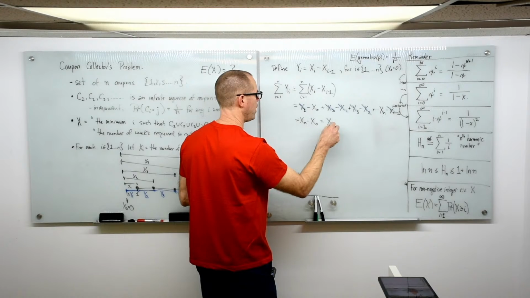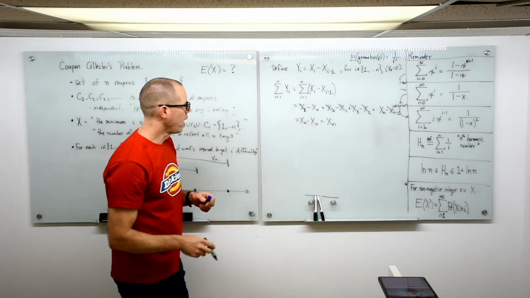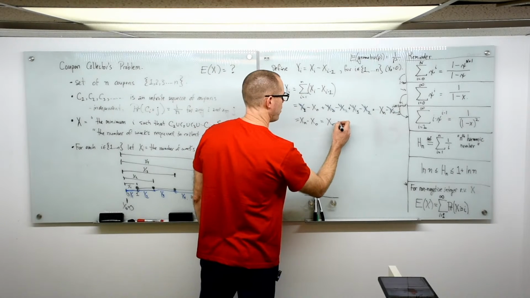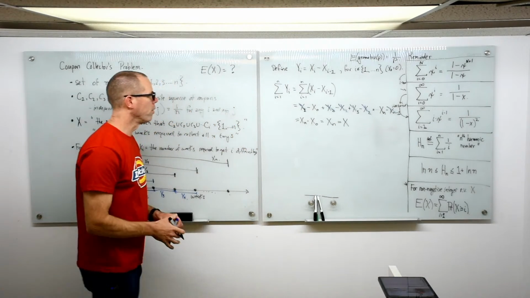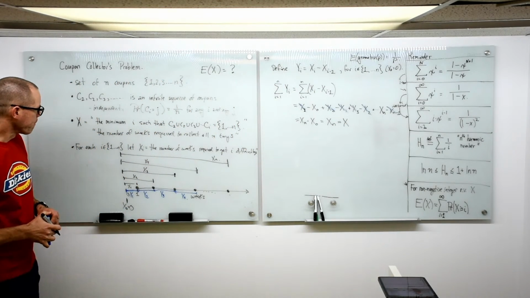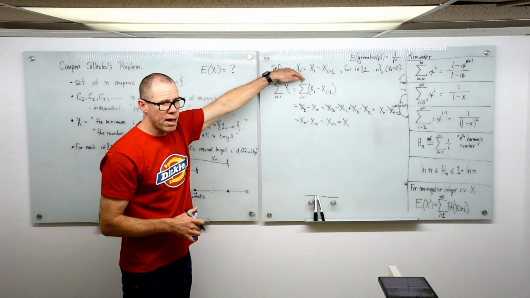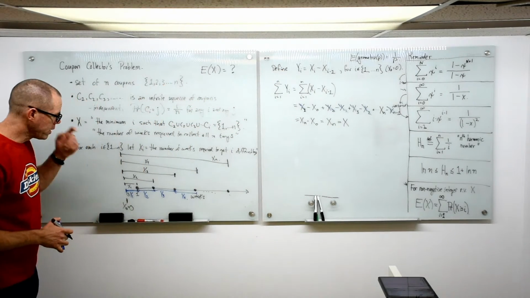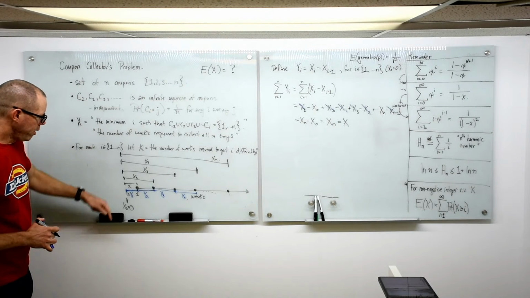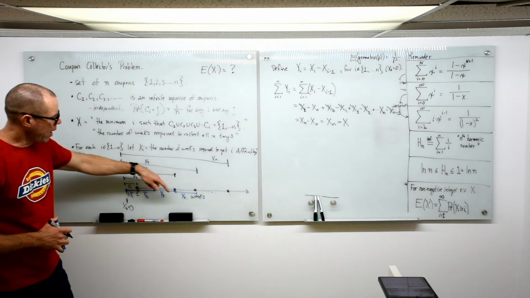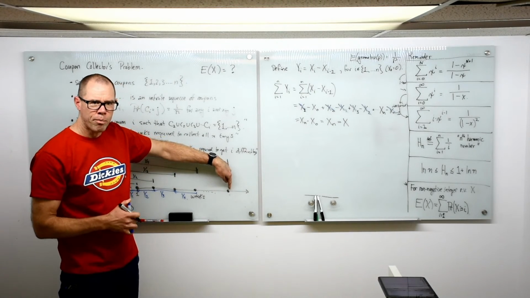But x0 by definition was 0. And xn, also by definition, is the value x that we're interested in. Okay? So this gives you this telescoping sum, which you can see in this picture. You can interpret it as, well, how many weeks do I have to wait before I get all n prizes?